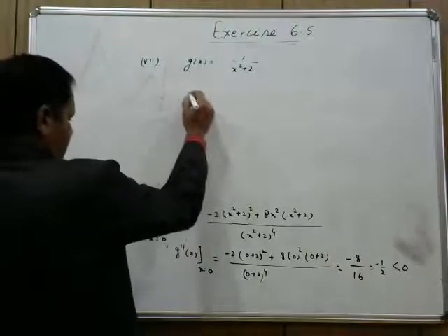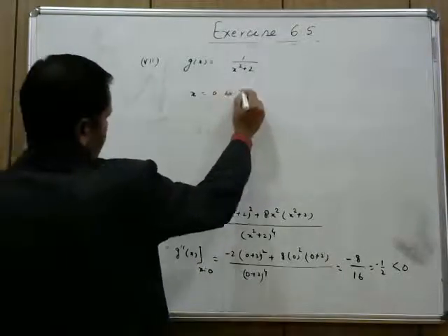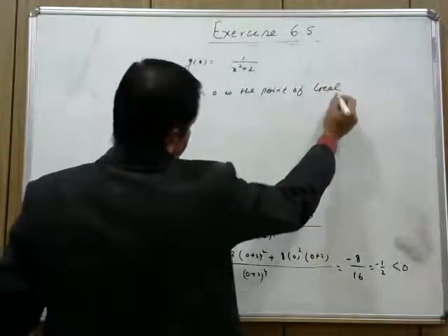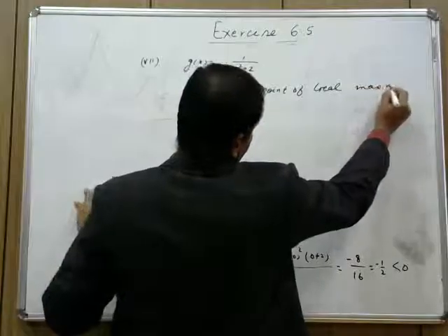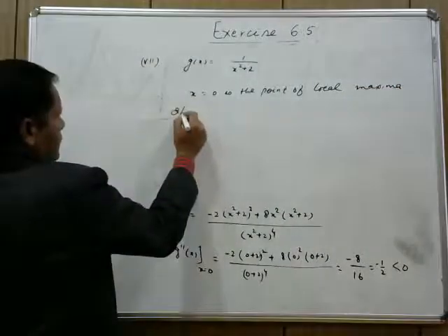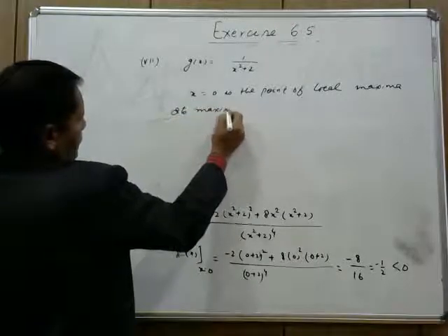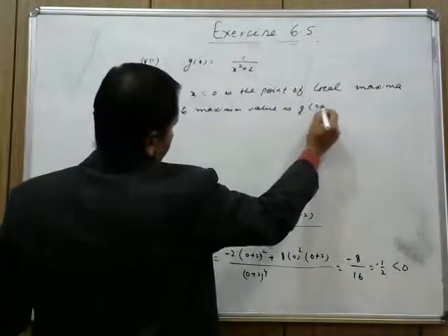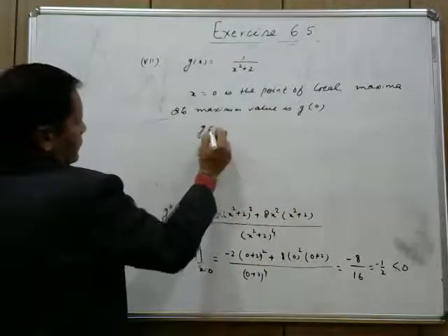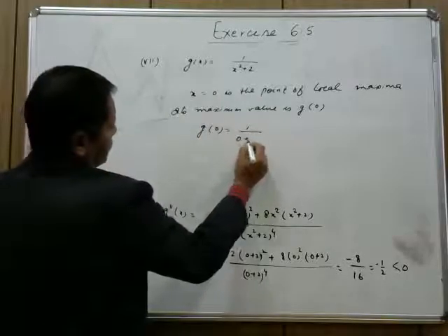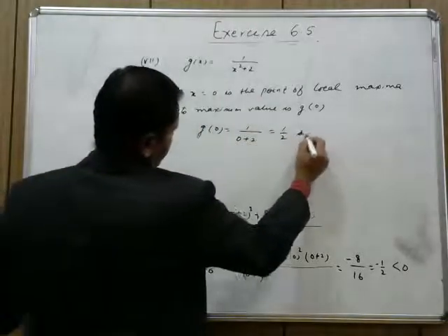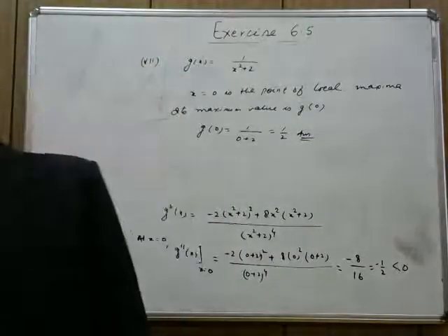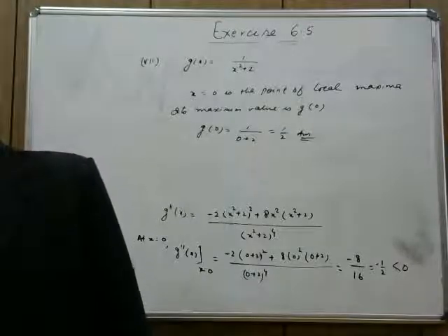Therefore, x is equal to 0 is the point of local maxima and its maximum value is g of 0, and therefore g of 0 is equal to 1 upon 0 plus 2, which is equal to 1 by 2. Its maximum value is 1 upon 2 and it occurs at x is equal to 0.